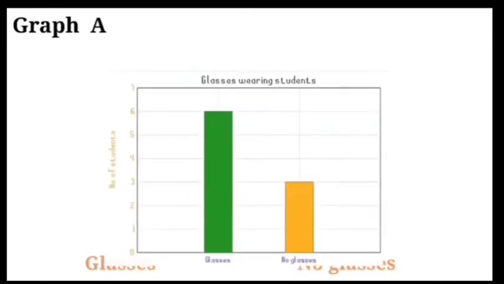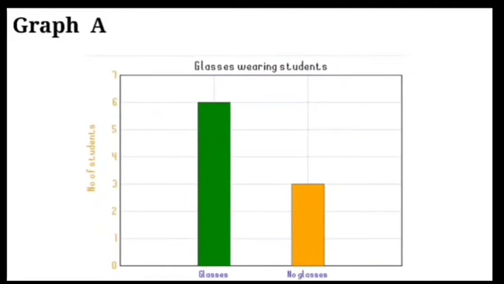Now, glasses wearing the students. Here the number of students are there. Now the glasses and no glasses. Orange color is the no glasses and the glasses are in the green color bar. Here the green color is 6 students and the no glasses 3 students.